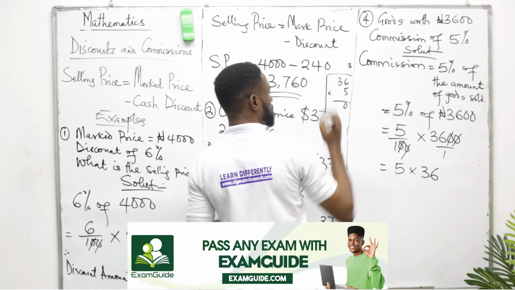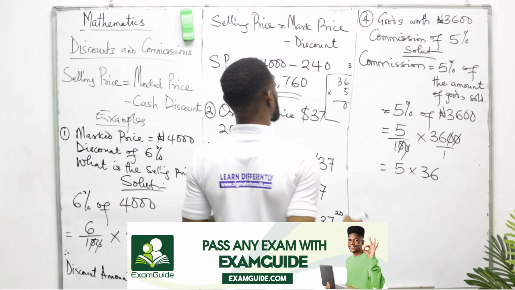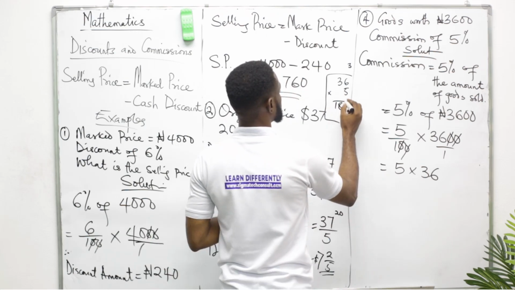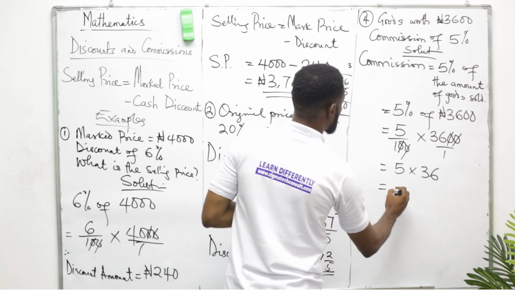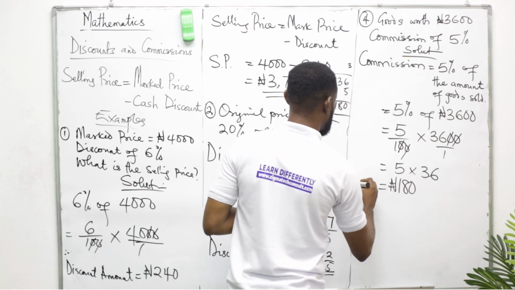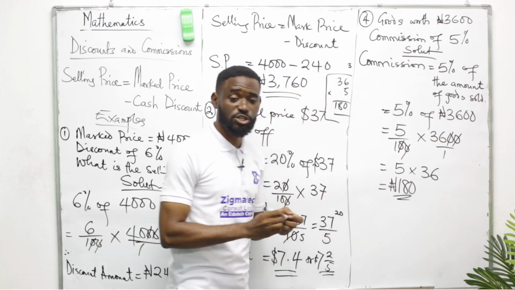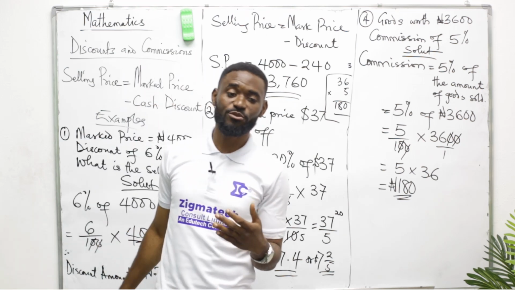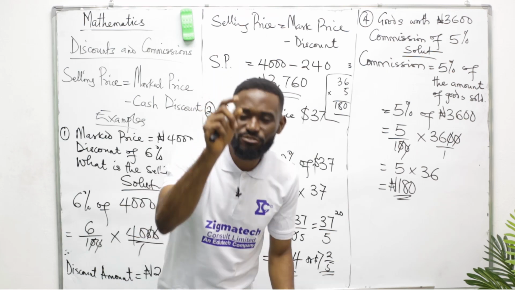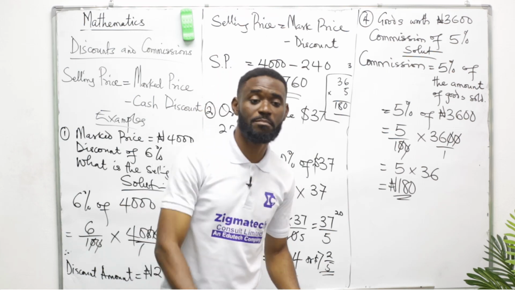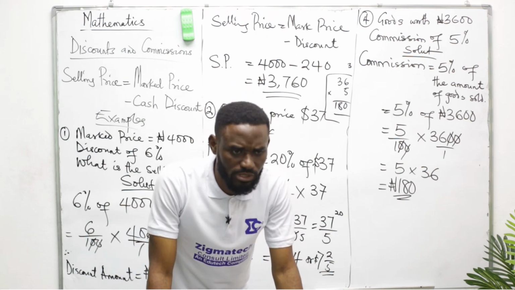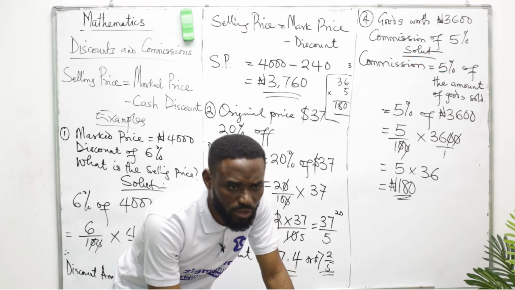Carry 3. Okay? 5 times 3 is 15 plus 3 is 18. So 180. So this is 180 naira. That is the commission. So the commission that was given to this guy when he sold goods of 3,600 is 180 naira. So that was an extra thing given to him for doing so well by selling 3,600 naira worth of goods. Is that okay? All right, let's look at the next one.